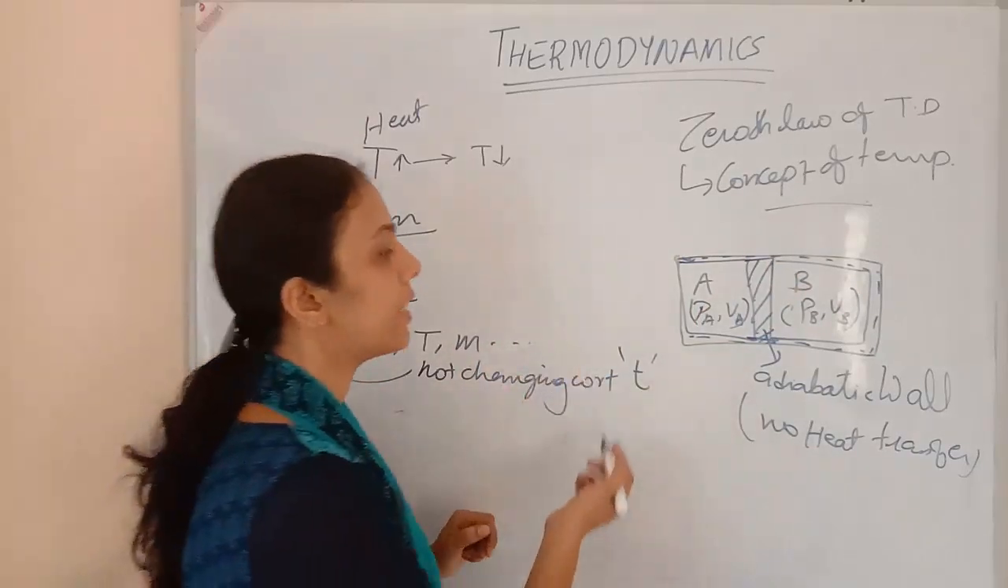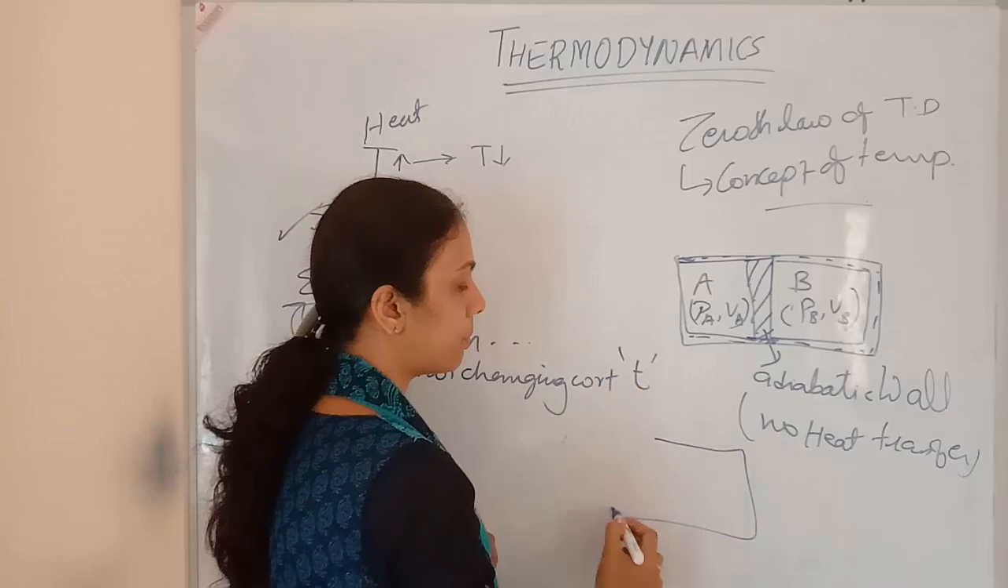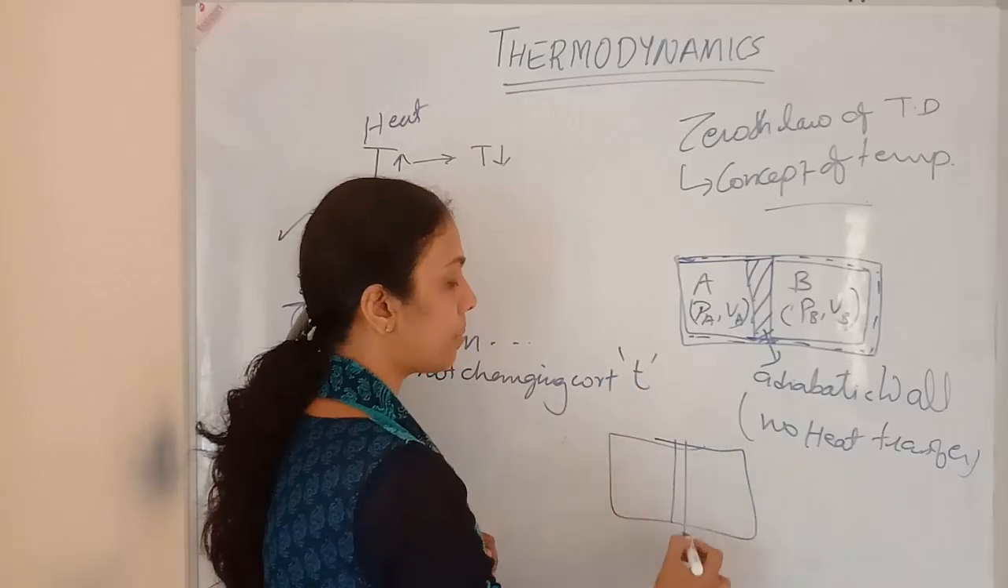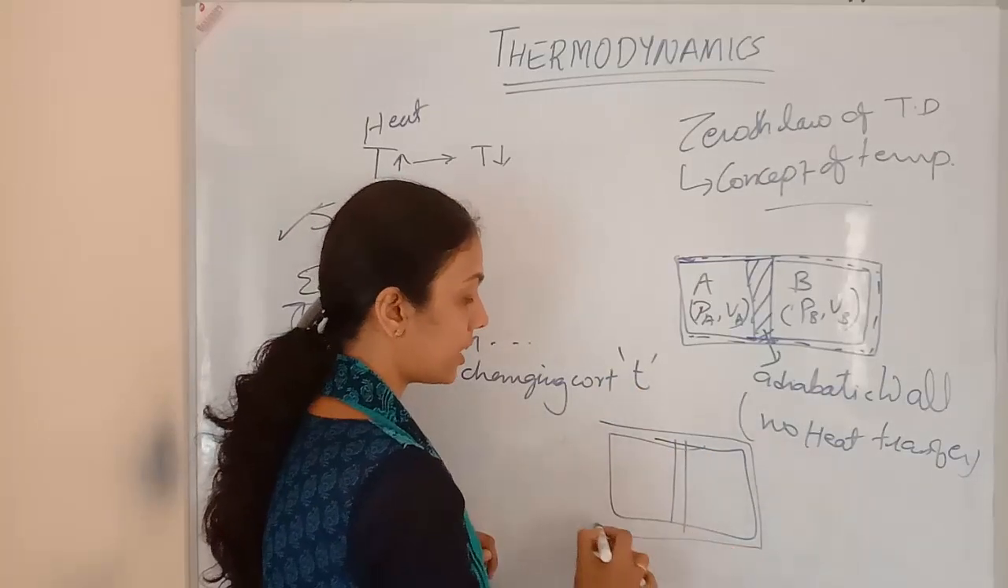So instead of an adiabatic wall, if I am using a diathermic wall, this is thermally insulated outside.